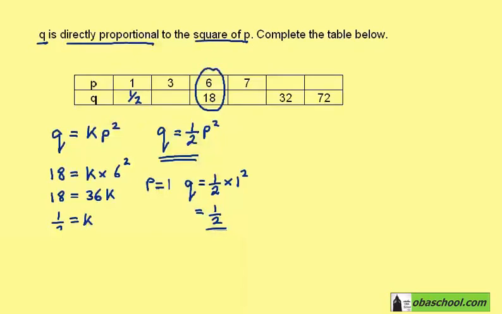Now consider P is equal to 3. Q is going to be 1/2 times 3 squared. This is 9 times 1/2, which is 4.5, or 4.5 as a decimal.